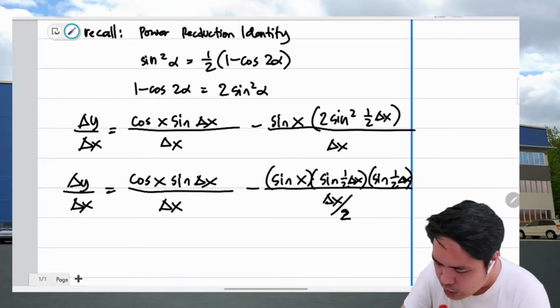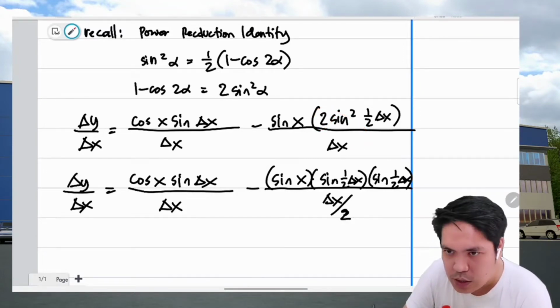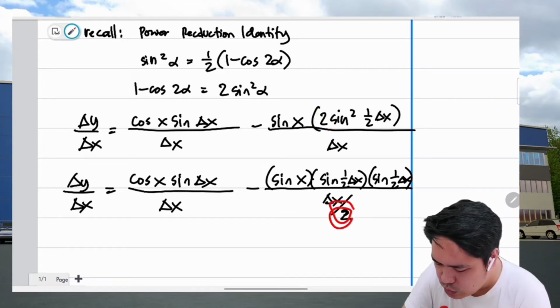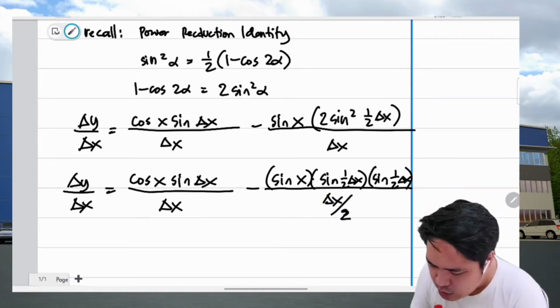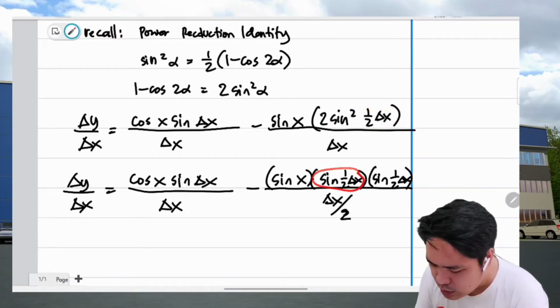What happened was, this is transferred to the denominator of the denominator. Right? Pwede. So this 2 goes here, so this becomes 1/2 delta x also. Okay? And then the sine squared 1/2 delta x, we factor that out. So that would be sine 1/2 delta x times sine 1/2 delta x.